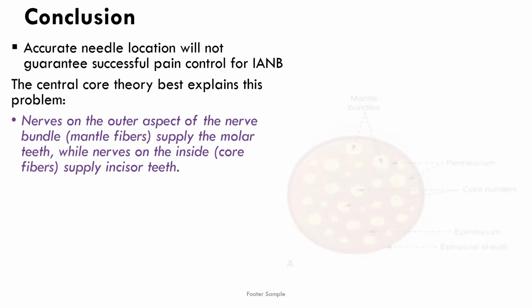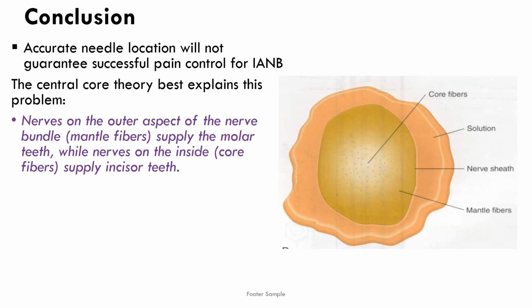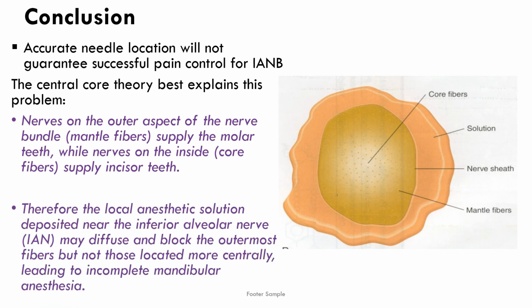The outer aspect of a nerve bundle is called the mantle fibers. The inner aspect is called the core fibers. These mantle fibers supply the molar teeth and the core fibers supply the anterior teeth. Therefore, the local anesthetic solution, even deposited near the inferior alveolar nerve, may diffuse and block the outermost fibers, but not those located centrally. This leads to incomplete mandibular anesthesia.